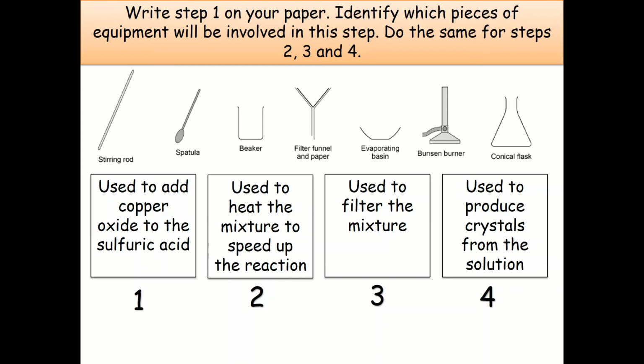So write down step number 1 in your table. Use to add copper oxide to the sulfuric acid. That is step number 1. Then, which of these equipment here would be used to carry out step number 1? Then the same thing for step number 2. Use to heat up the mixture to speed up the reaction. Step number 3, use to filter the mixture. And step number 4, use to produce crystals from the solution.